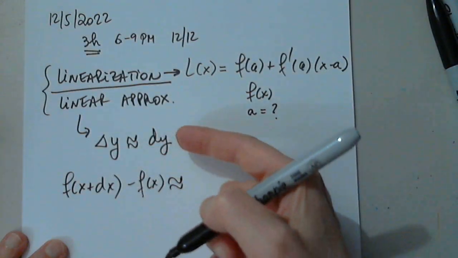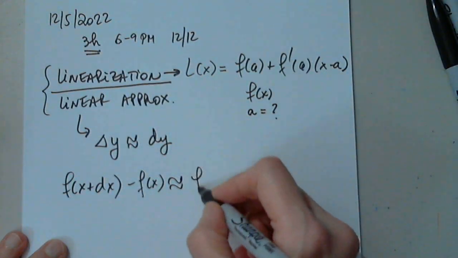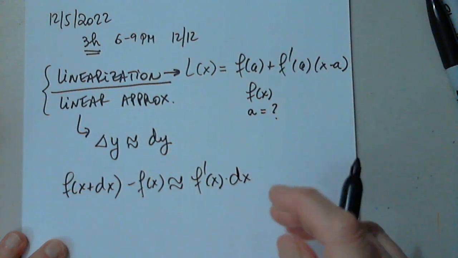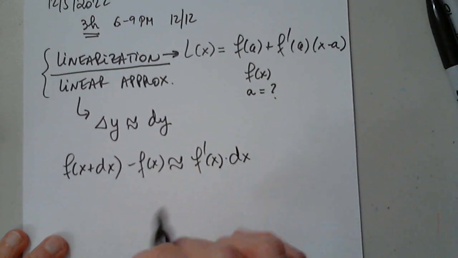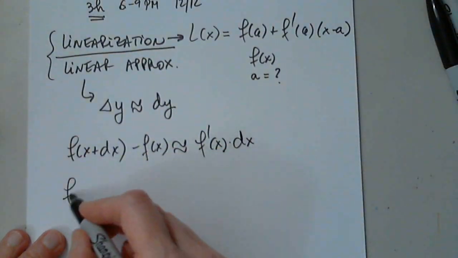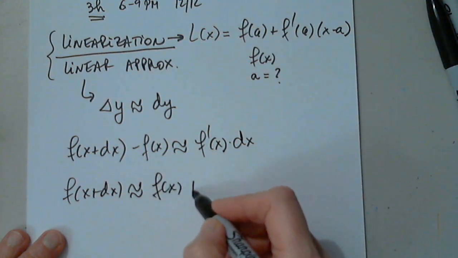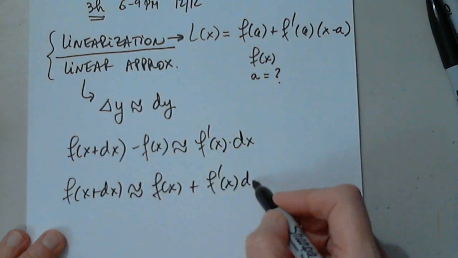And please remember, the differential of y is not f prime of x. It's f prime of x times dx. And all we have to do is put it in and move it to the other side. So f of x plus dx is approximately f of x plus f prime of x dx.